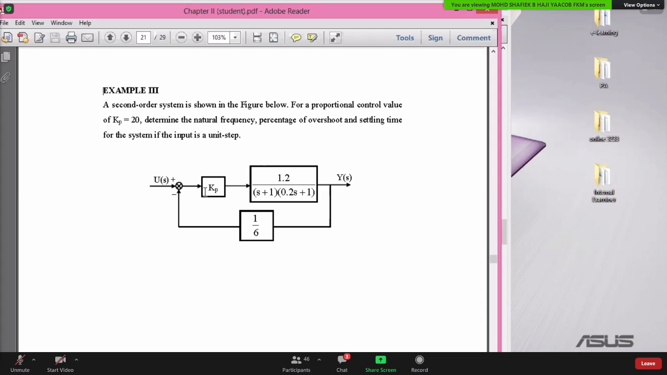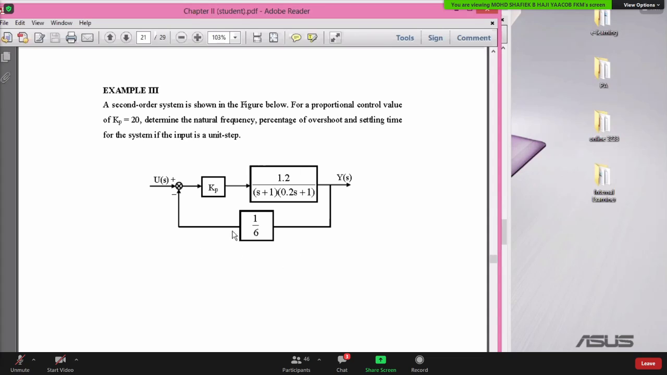This is the proportional controller gain. It has been chosen for us, 20. So the question is, if you choose the proportional constant to be 20, we want to know how the system is going to behave. We want to know what is the natural frequency, what is the percent overshoot, what is the settling time, probably what is the damped natural frequency as well, if the input is a unit step. So this is what we call the analysis problem.